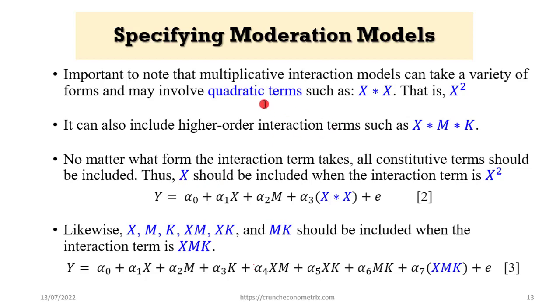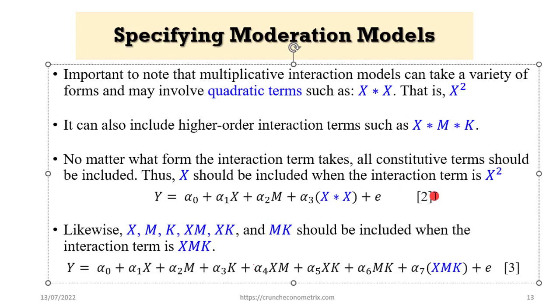In the first quadratic example, x should be included as the interaction term if I'm going to include x squared in my model, as you can see in equation 2. So I have y, I have alpha naught, I have alpha 1x, I have alpha 2m, and I have alpha 3 x times x. This is a quadratic specification. I'm talking about equation 2 now.